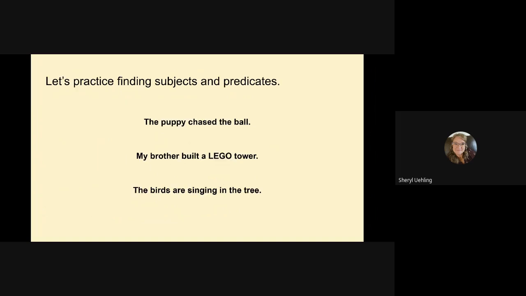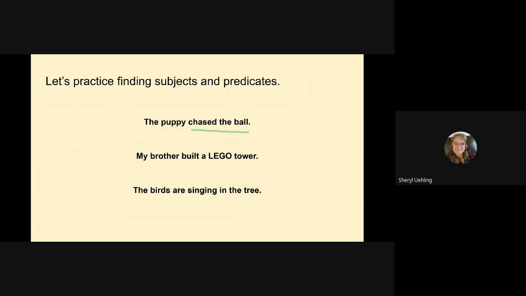Now let's practice finding subjects and predicates. We have 3 sentences. I'll give you a second to read them and you try to identify where the subject and the predicates are. This would be a good time to pause the video. All right, our first sentence was, the puppy chased the ball. The who or what is the puppy. What did the puppy do? Chased the ball. So our subject is the puppy, our predicate is chased the ball.